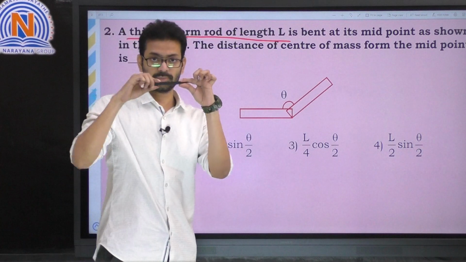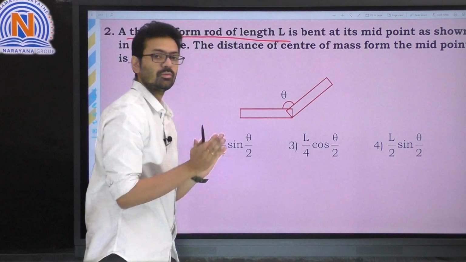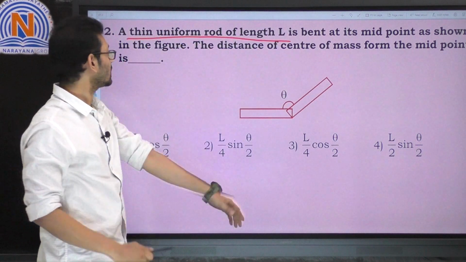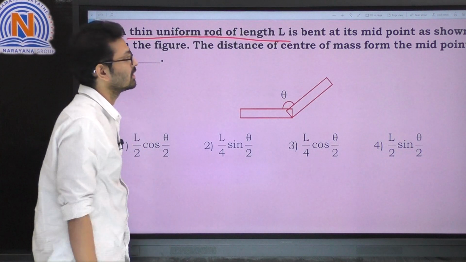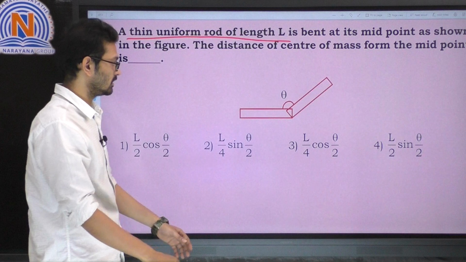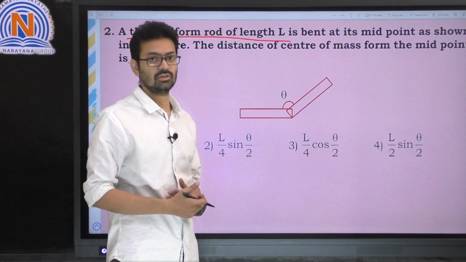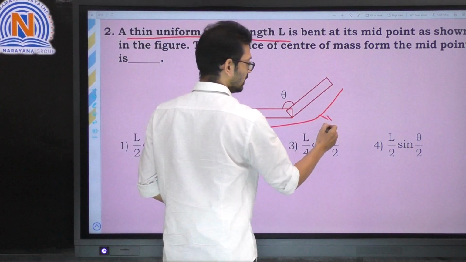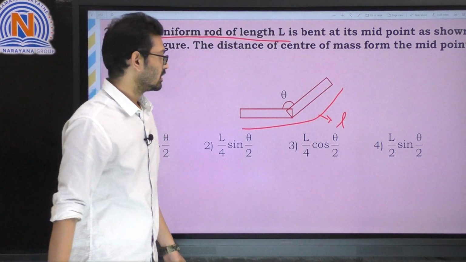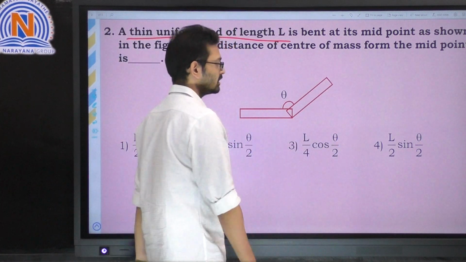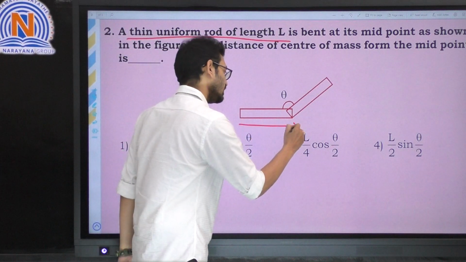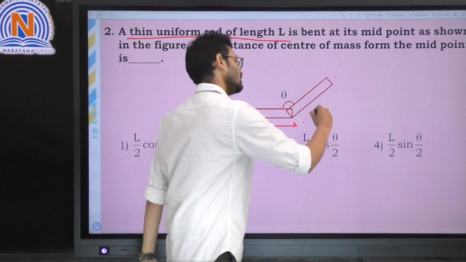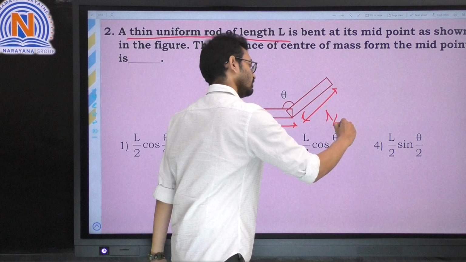You have a rod and they bend it. Now when they bend it, how much did they bend? They bend it by angle theta. And now, as shown in the figure, the distance of the center of mass from the midpoint is, they are asking you. When you consider the complete length as L, then after bending it, this part is going to be L by 2. I just broke it into half, right? So L by 2, and this length is also L by 2.